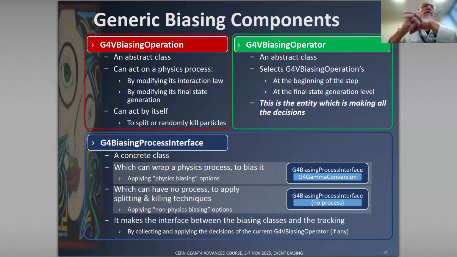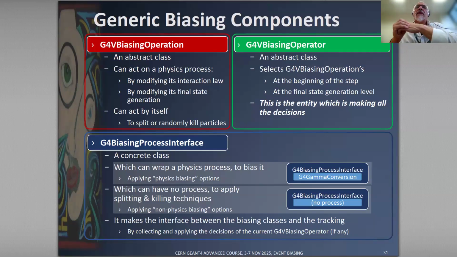And if no physics process is passed to this biasing operation, then it does simple splitting or killing. Then this series of operations that you would select are handled inside a dedicated class, the biasing operator, which is called at the beginning of the step to give you the opportunity to make whatever decision on this step: either doing nothing, changing the interaction law, or deciding to split at some distance.